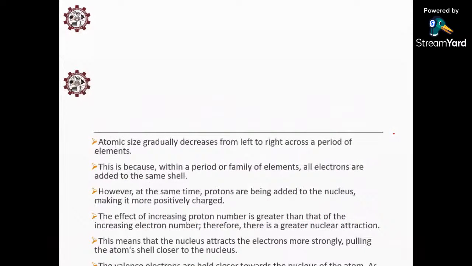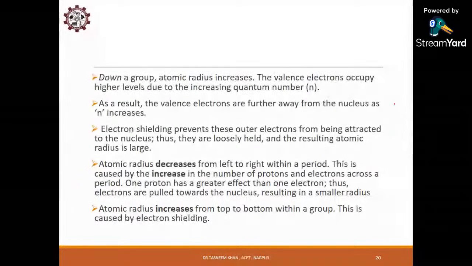So when you move down the group, the atomic radius increases. The valence electrons occupy a higher level due to the increase in quantum number. As the quantum number increases, there will be a lesser force of attraction. In other words, atomic radius decreases from left to right within a period, caused by the increase in the number of protons and electrons across the period. And atomic radius increases when you move from top to bottom. This is because of the electron shielding effect, or electron screening effect.